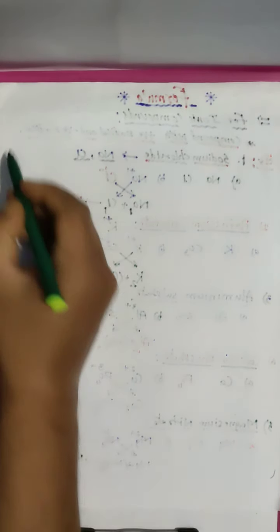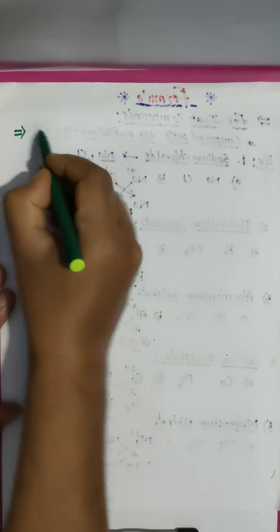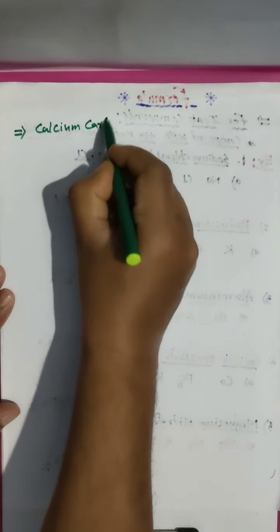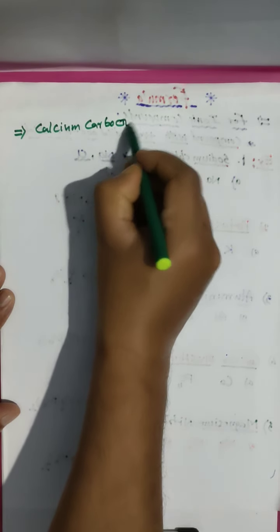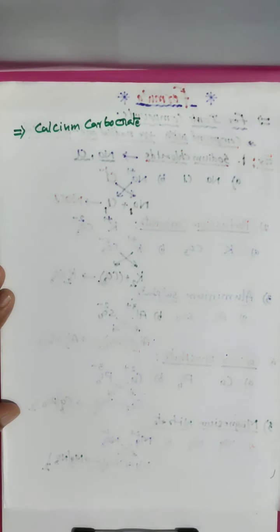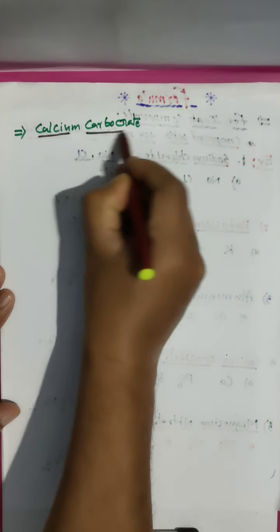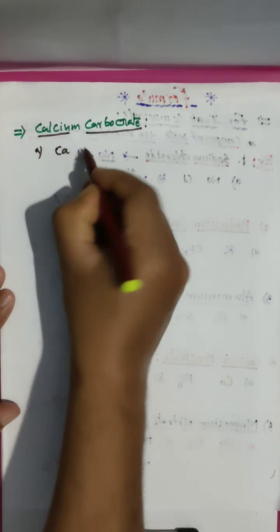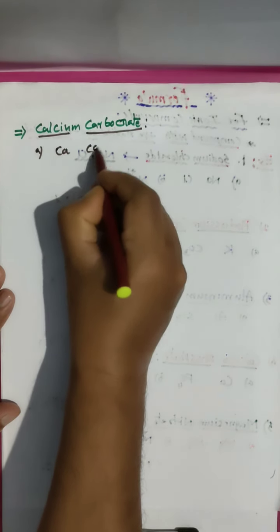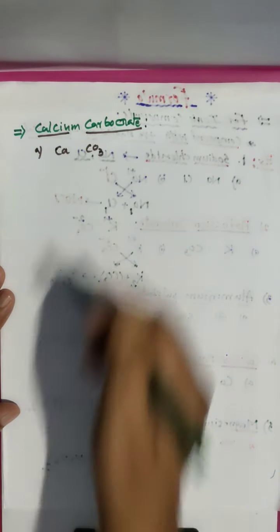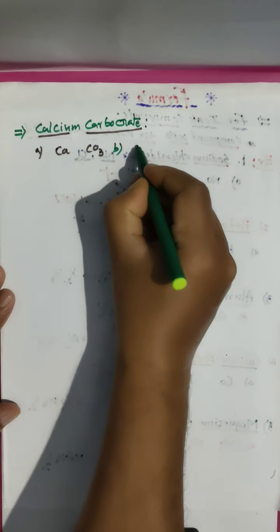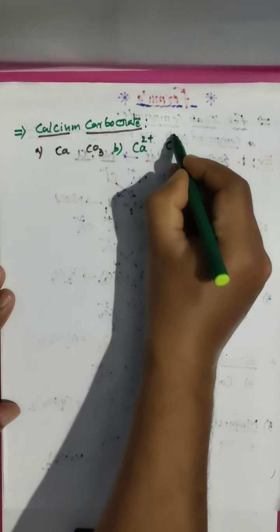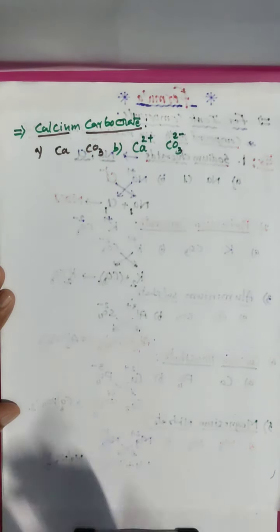See here. Another example I am giving. Calcium carbonate. So well known compound. I told first you have to write left side generally positive radical, right side negative radical. Calcium and carbonate. Second step, charges we have to write. Calcium +2 and carbonate 2-.